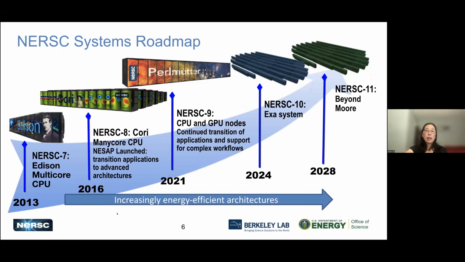This is a systems roadmap. Every 3 to 4 years, we deploy a new system. Right now on the NERSC floor is the NERSC 8 Cori system. We'll be mostly using Cori for the hands-on today. It has many-core CPUs. And then Perlmutter is already here. We're doing the integration. Users are allowed to be on the system now, but it's still a pre-production system and the configurations are still undergoing. That's why we will be using Cori mostly for the hands-on today.